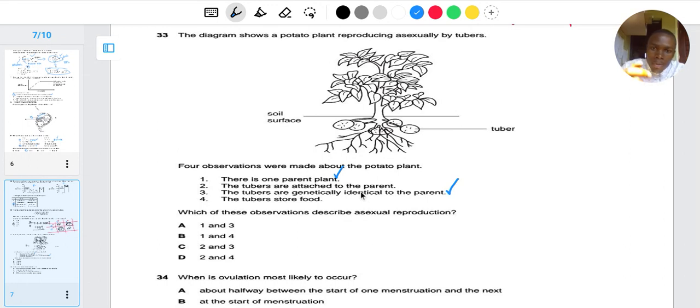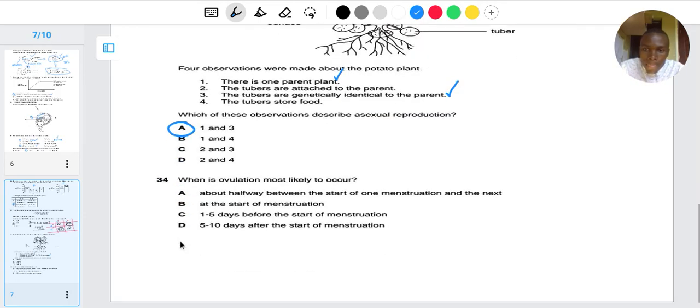Now, the most likely answer here has to be that they come from the parent and they are identical to the parent, which is A. Then for the second one, when is ovulation most likely to occur?